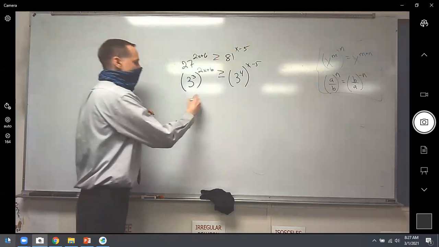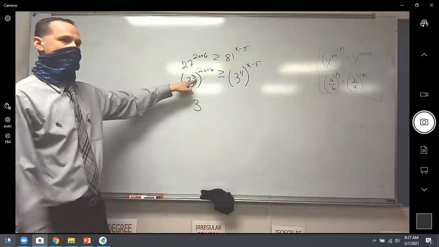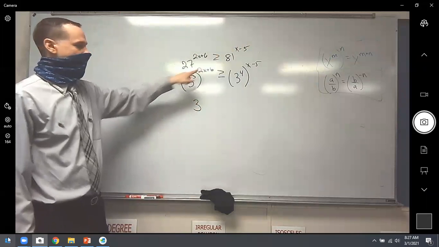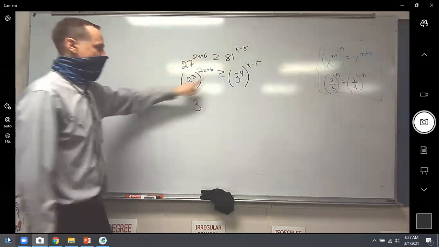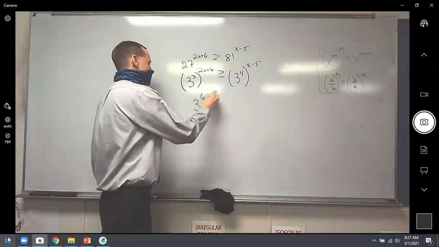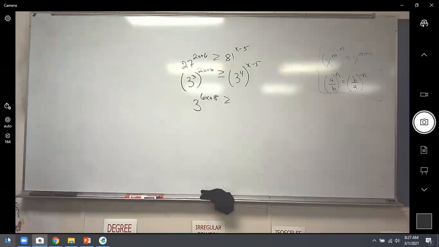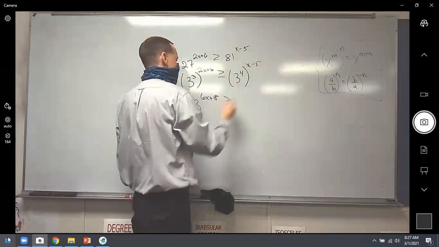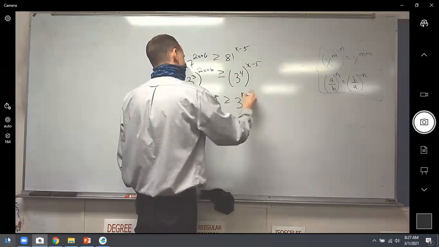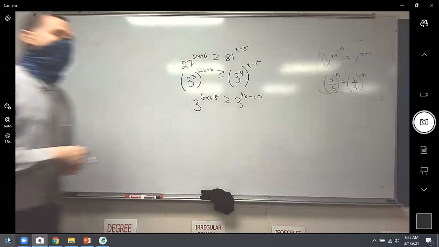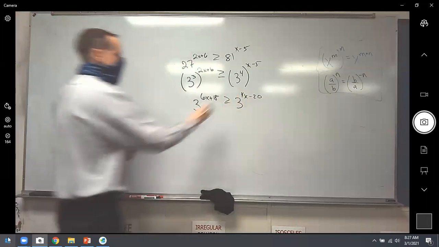So this one over on the left, this power was 3. This power was 2x plus 6. And 3 times all of 2x plus 6 is 6x plus 18 there. Same deal on the right. 3 to the 4th raised to the x minus 5 is 3 to the 4 times x minus 5, which is 4x minus 20. 4x minus 20 right there.